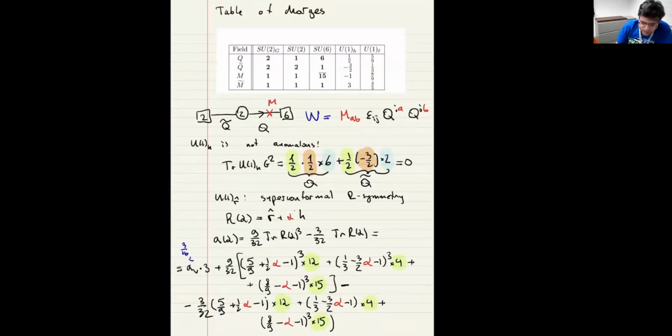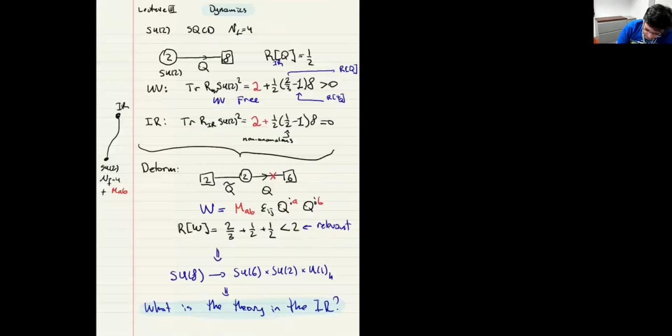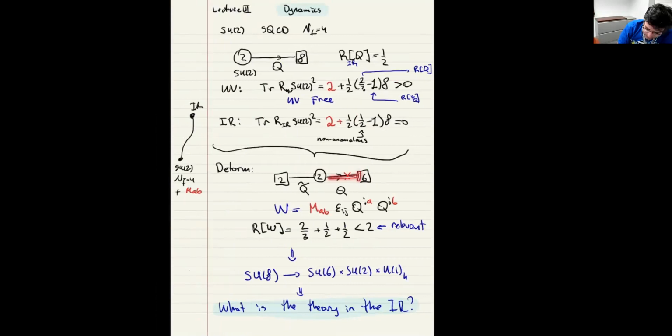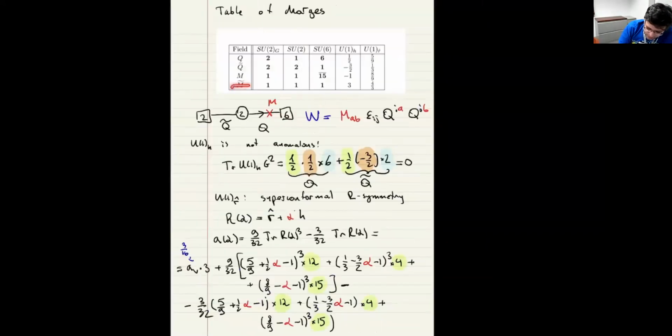So to analyze this flow, to analyze these dynamics, let's write the table of charges of this theory. We have these fields Q, Q tilde, and M that we have written on the previous slide. The Qs are this sextet, the Q tildes are this doublet of SU2, and M are these 15 fields that I have written here. For a moment, ignore the last line, the M tildes. I did not introduce them as of yet.